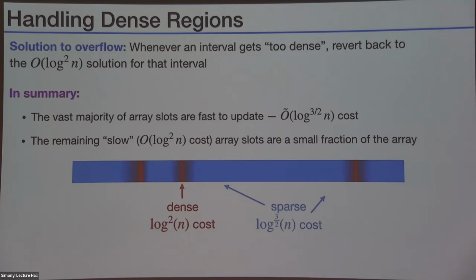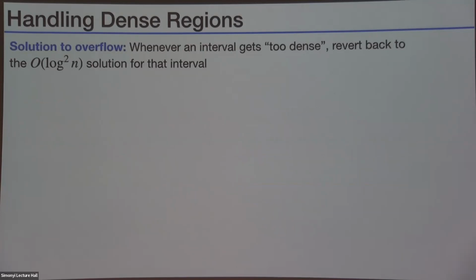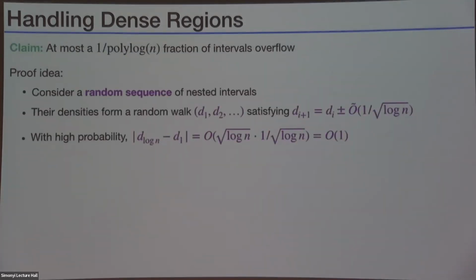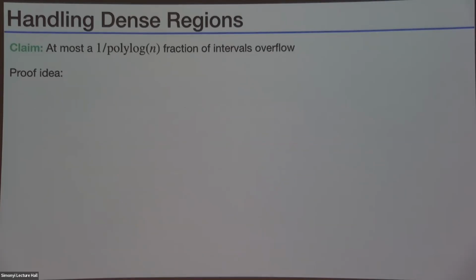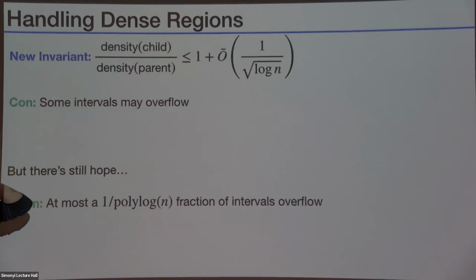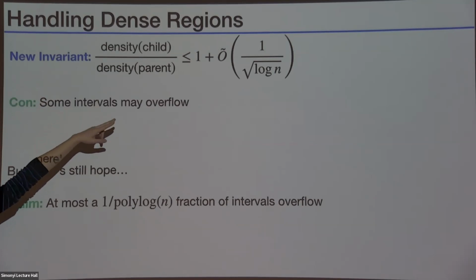Right, so the criteria will be like the invariants from before. So this would be the invariant of the density of the child versus the parent. So by default, our invariant is that we need them to be within 1 over square root log n from each other. But then we're saying if the density becomes too big, then we need them to be within 1 plus 1 over log n of each other.